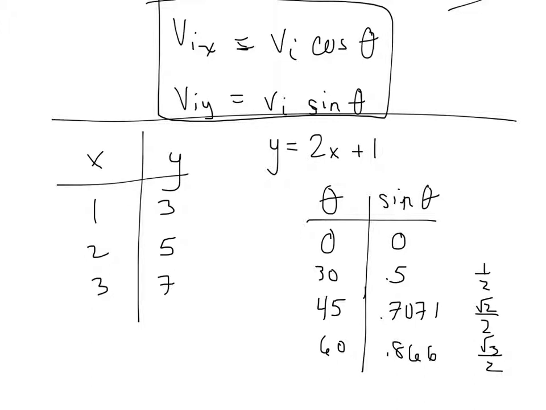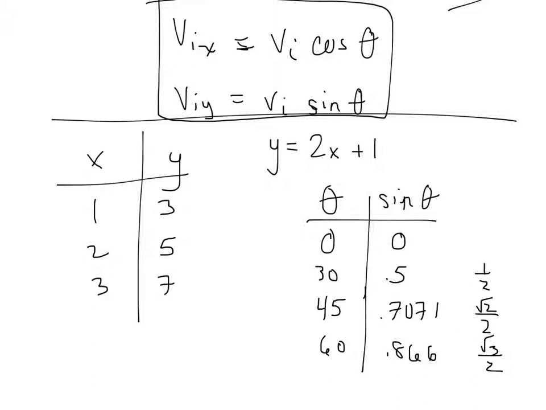So as the angle changes, the sine value also changes. Look at the values, they're completely different. And if you notice, look a minute ago, which function did we use for y? You use sine, right? VIY is VI sine theta. And look at sine. Look what happens as the angle gets bigger. What's happening to this? Is it getting bigger or smaller? Bigger, right? These numbers are getting bigger.